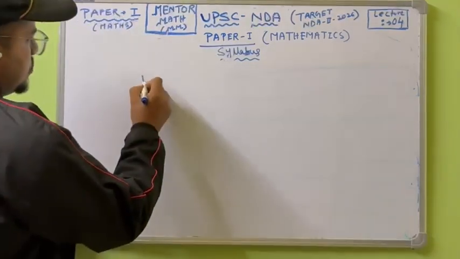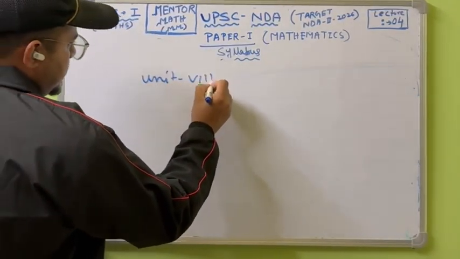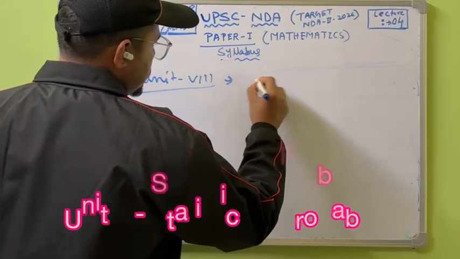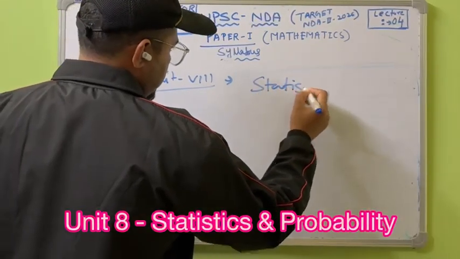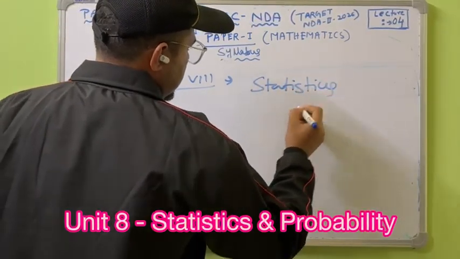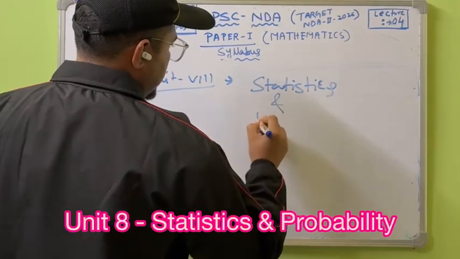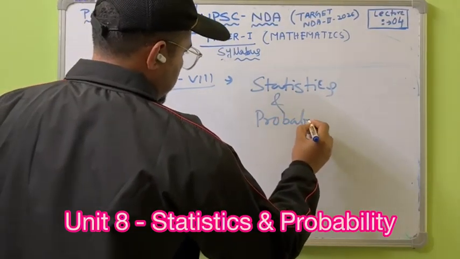So now comes to your unit number 8, that is very important, that is statistics and probability.